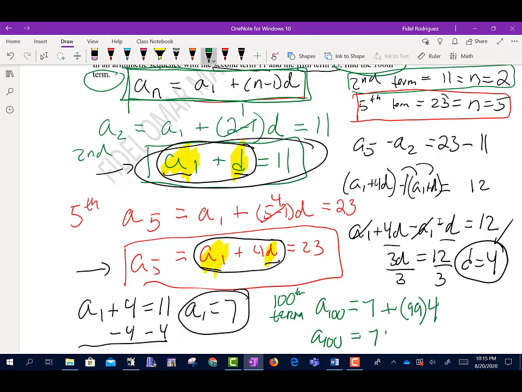I got 99 problems. But hopefully arithmetic sequences aren't one. I know that was cheesy, guys, but it's 10 o'clock at night. I'm trying to get this done for you guys.